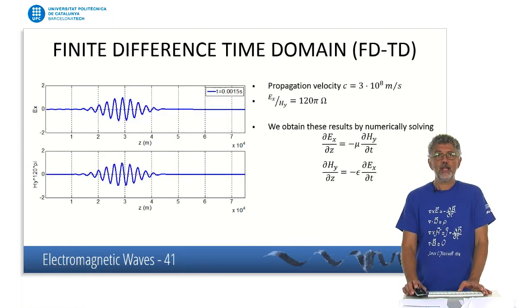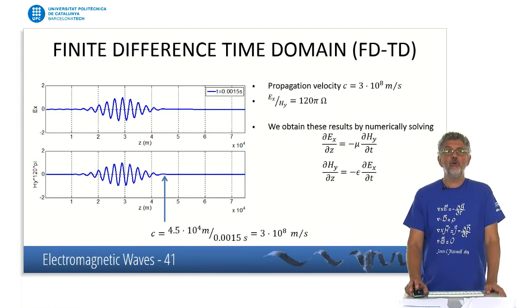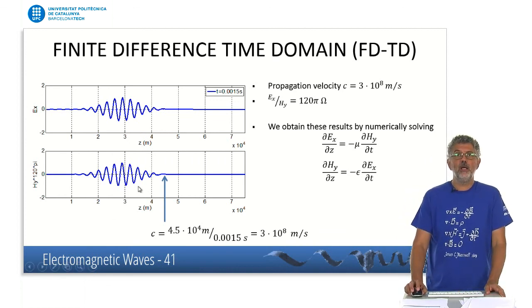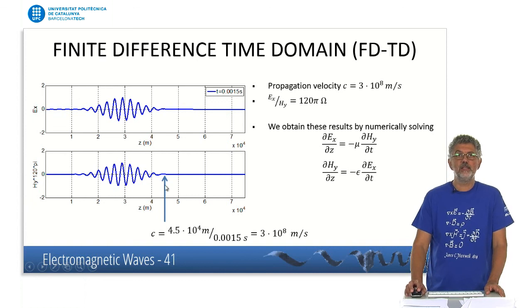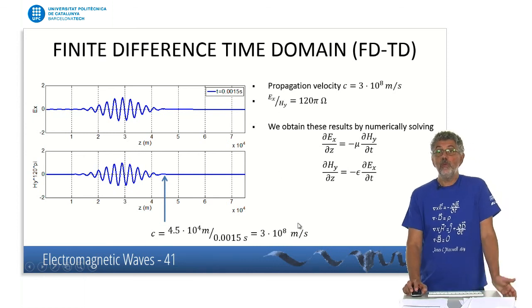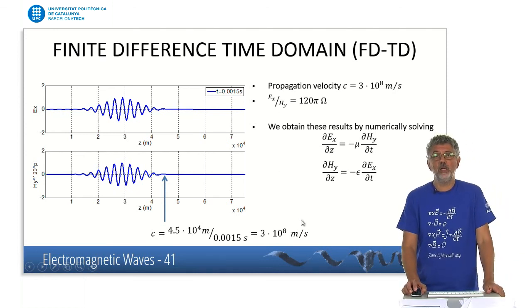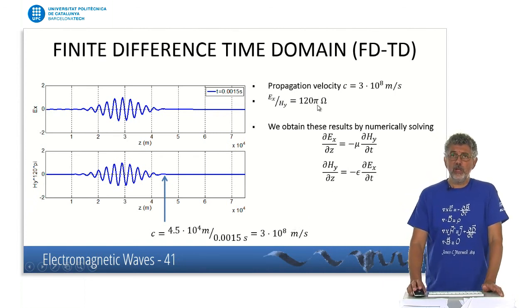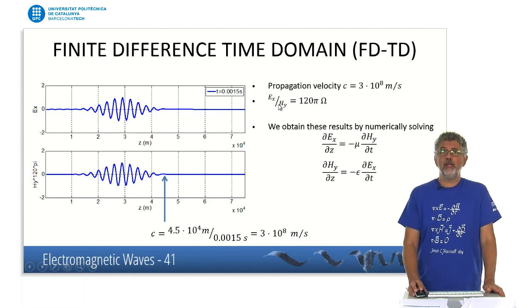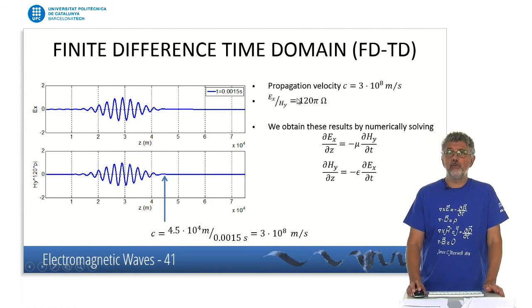And if we look, for instance, after a while, at this time, that will be 1.5 milliseconds, we see the distance traveled by the pulse. Remember that at our starting point the pulse was at 0, so essentially this is the distance traveled by the pulse. We can find the velocity, and we see that actually the velocity at which this wave is traveling is what we would expect.